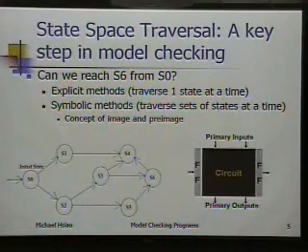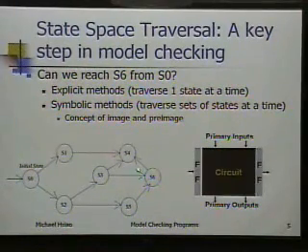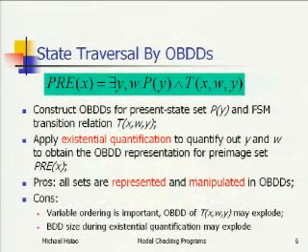Now, preimage is just the opposite. For example, the preimage of S6 is the set of states that you could have come from in one step. So the preimage of S6 is S3, S5.